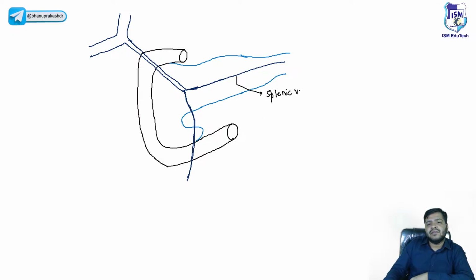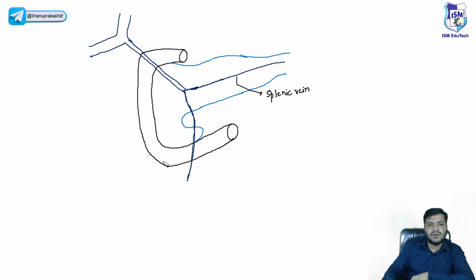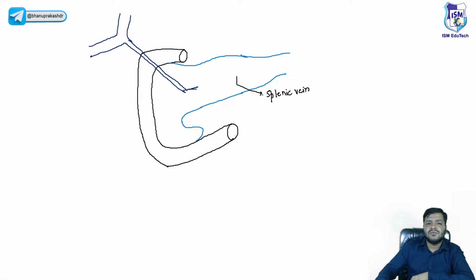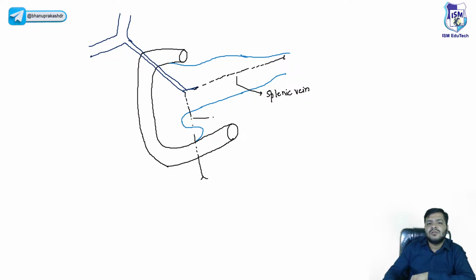I have not made it dotted, but if you like, make it dotted, it will be clearer, because all this is happening behind the pancreas. So yes, it is just happening behind the neck of the pancreas. So better if you draw it dotted. So this is the splenic vein, and this is the superior mesenteric vein. Okay, so this is the superior mesenteric vein.